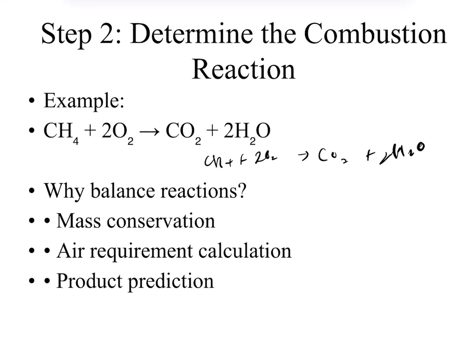Why balance the reaction? We balance the equation because we need mass conservation. We will also need to calculate the air requirement, and we need to predict the products, which is the product prediction. That is what we will produce from the reaction. So the products we get here are carbon dioxide and water.